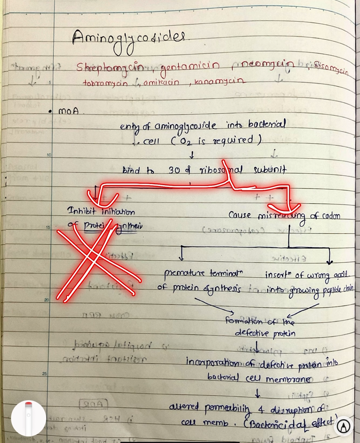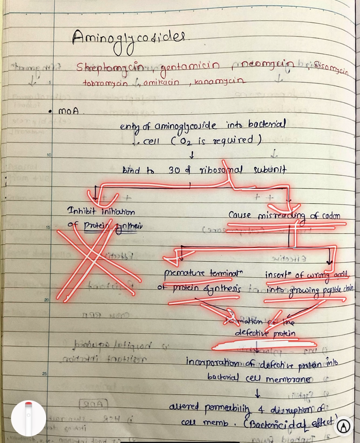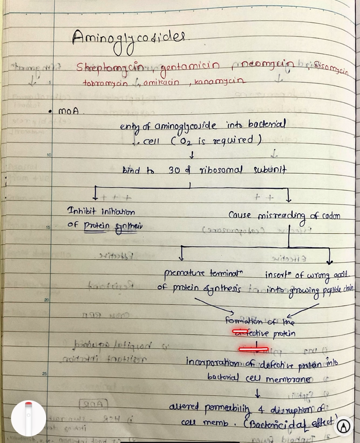The second action is it will cause misreading of the codon, and by misreading it will also cause the premature termination of protein synthesis and insertion of the wrong amino acid into the growing peptide chain. Basically it is the same thing, it will not cause the protein to form. There will be a formation of a defective protein if any wrong peptide is added into the sequence of the protein. Then that defective protein will be incorporated into the bacterial cell membrane, and alter permeability, and disruption of the cell membrane will also happen.